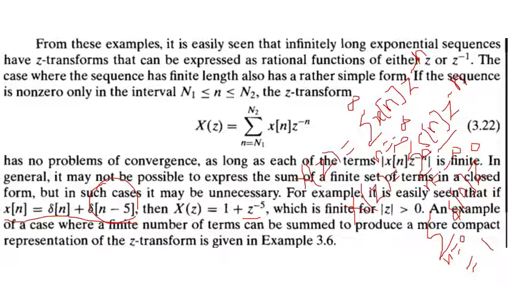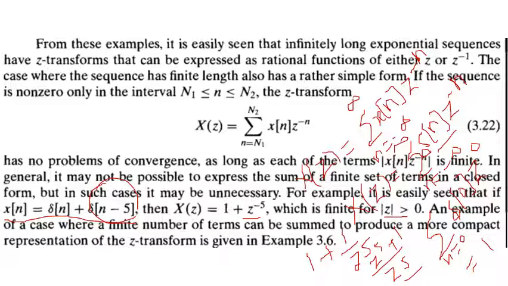So because this is a right-sided sequence, if I solve it, I can write it as 1 divided by z raised to the power 5. If I simplify further, I get z raised to the power 5 plus 1. So its poles are at z equal to 0, and the region of convergence will be |z| greater than 0.